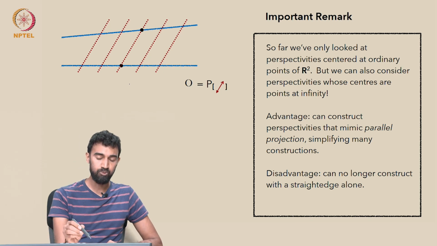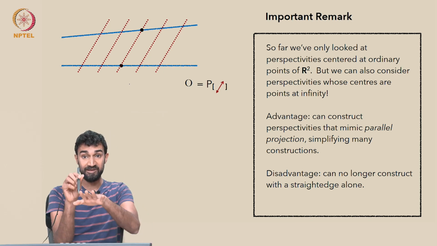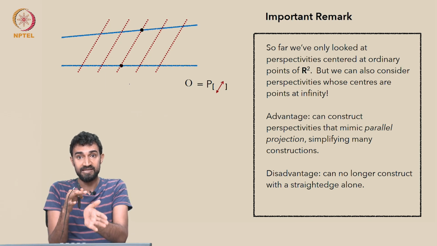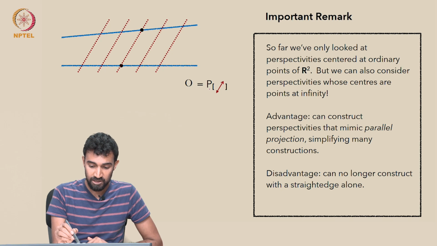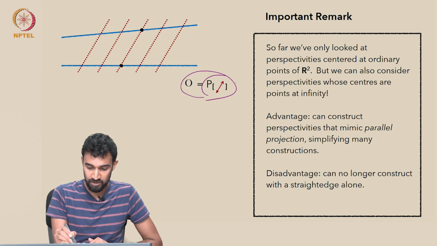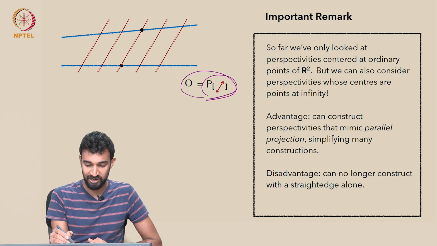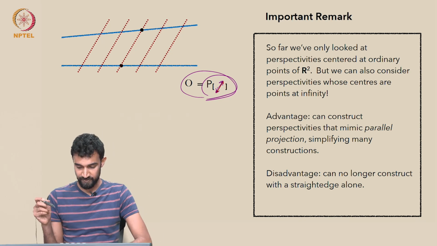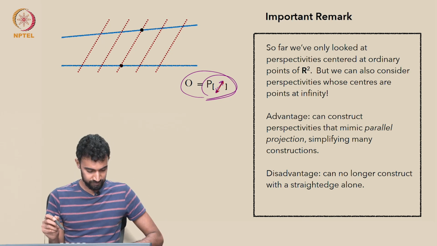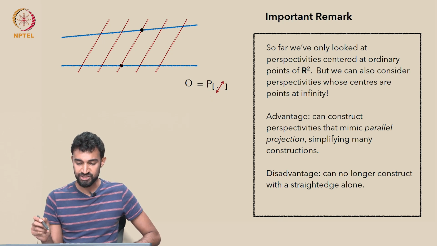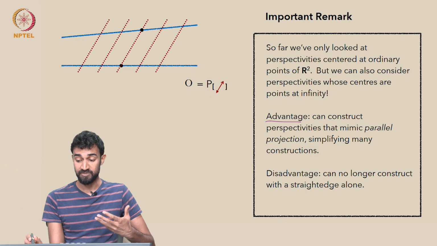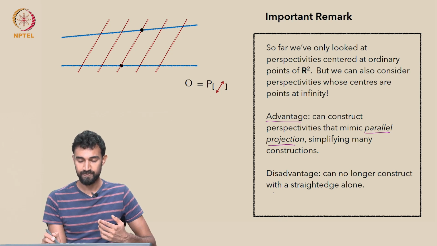Remember, any point on this ordinary plane, when we connect it to a fixed point at infinity, is going to give us a line in that parallel class corresponding to that point at infinity. So they're all going to be parallel to this line here, which is defining the point at infinity that I've chosen. So the advantage to doing this is that we can construct perspectivities that mimic parallel projection.